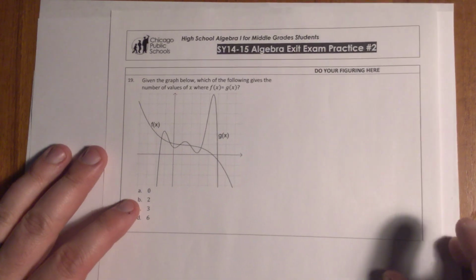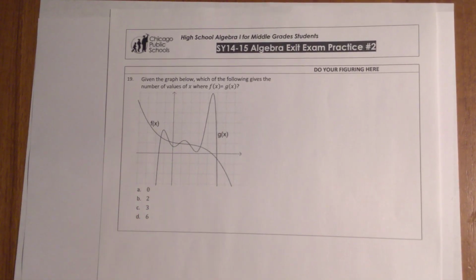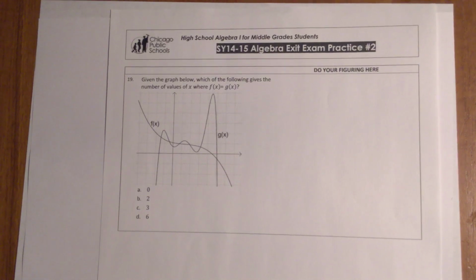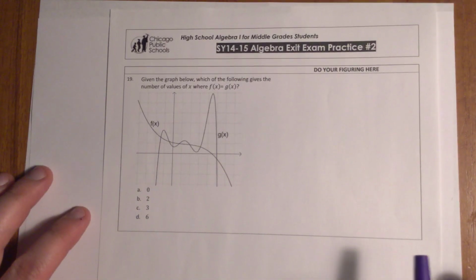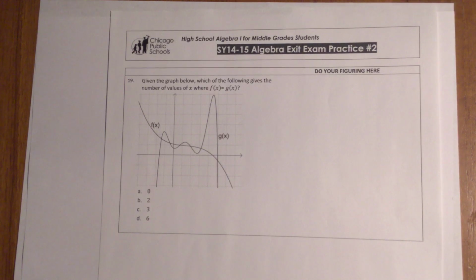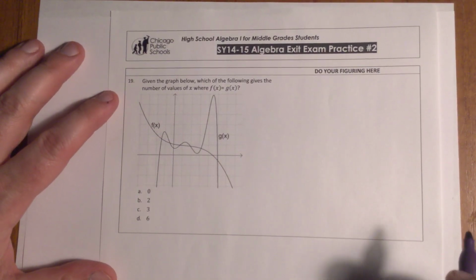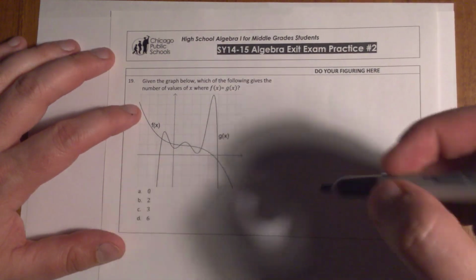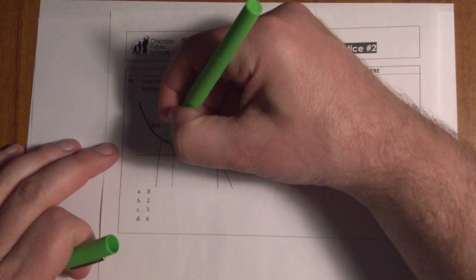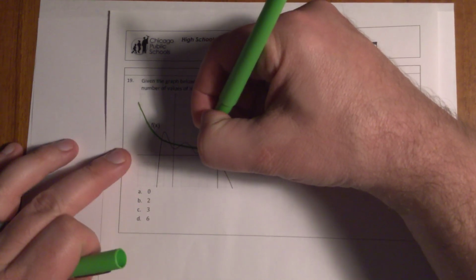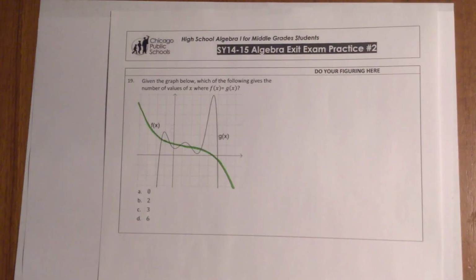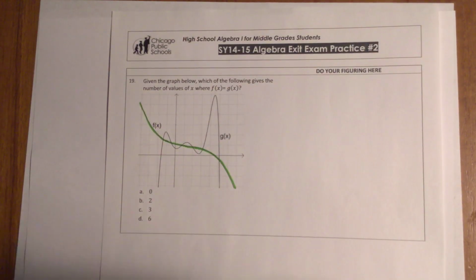19. Ooh, 19 looks really gnarly, but it's pretty good. Given the graph below, which of the following gives the number of values of x where f of x equals g of x? Okay, I'll do this. So when they say f of x equals g of x, f of x is, trace it in green maybe. Okay, there's f of x. And I'll try the orange one, although it's dying. There's g of x.